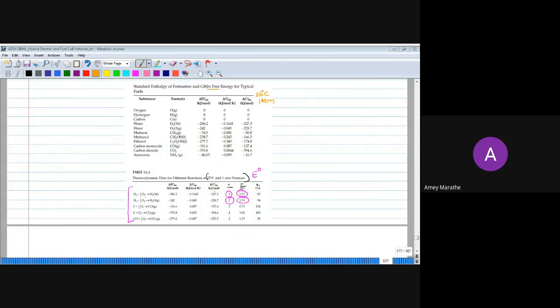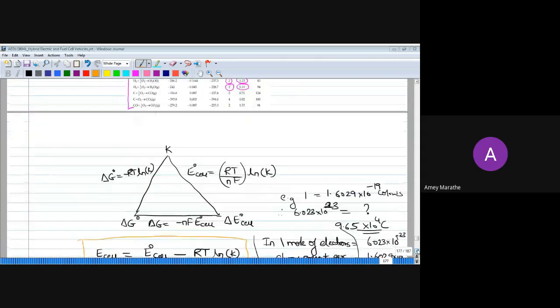the Gibbs free energy value is minus 237.3. If the reaction is this, the Gibbs free energy value is minus 228. If it is carbon monoxide, the value is this. So basically, for different reactions, you will get different Gibbs free energy. So that is the energy released.